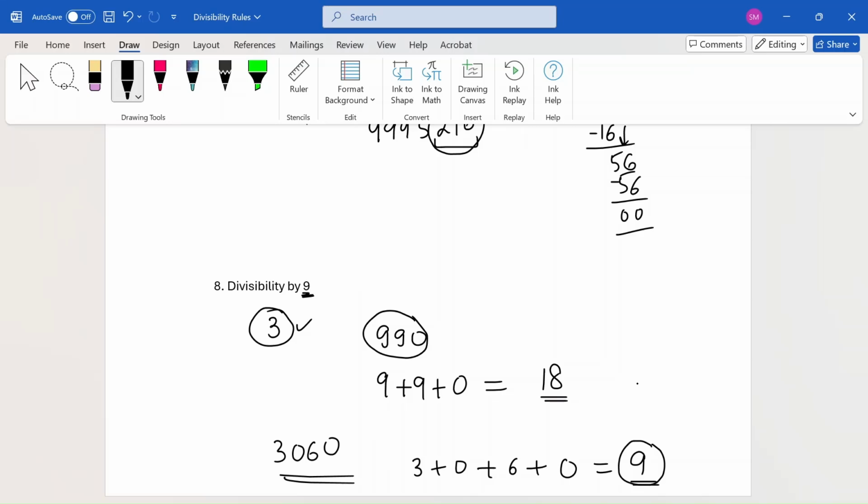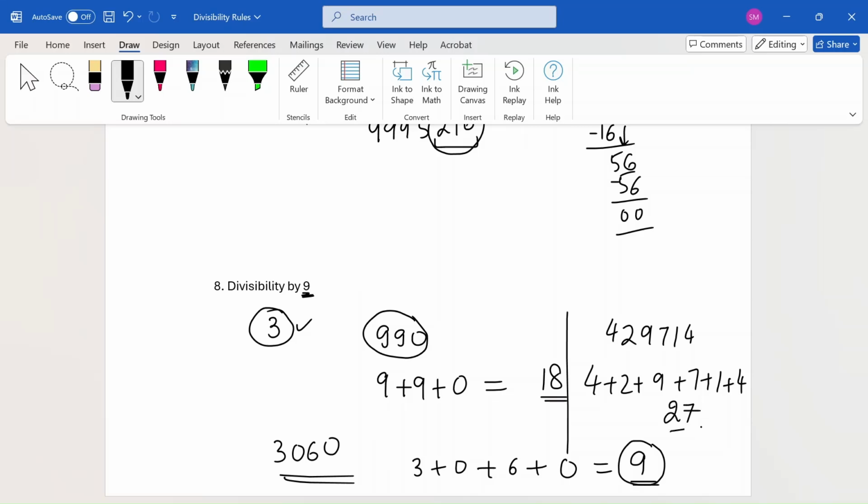Let us take another number. Let us take a big number, 429714. Let us take the sum of the digits. 4 plus 2 plus 9 plus 7 plus 1 plus 4. 4 plus 2, 6. 6 plus 9, 15. 15 plus 7, 22. Plus 1, 23. 23 plus 4 is 27.